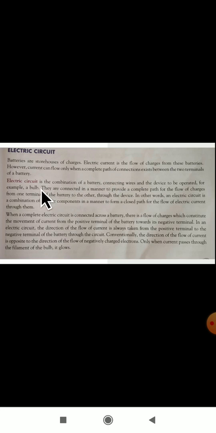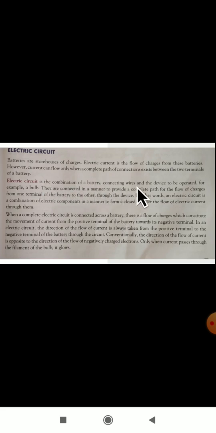What is an electric circuit? An electric circuit is the combination of a battery, connecting wires, and the device to be operated. For example, a bulb. You already studied the bulb, and the connection of the bulb, and the parts of the bulb, you learned. So what is an electric circuit? It is the combination of a battery, connecting wires and the device to be operated. This is the definition of an electric circuit.